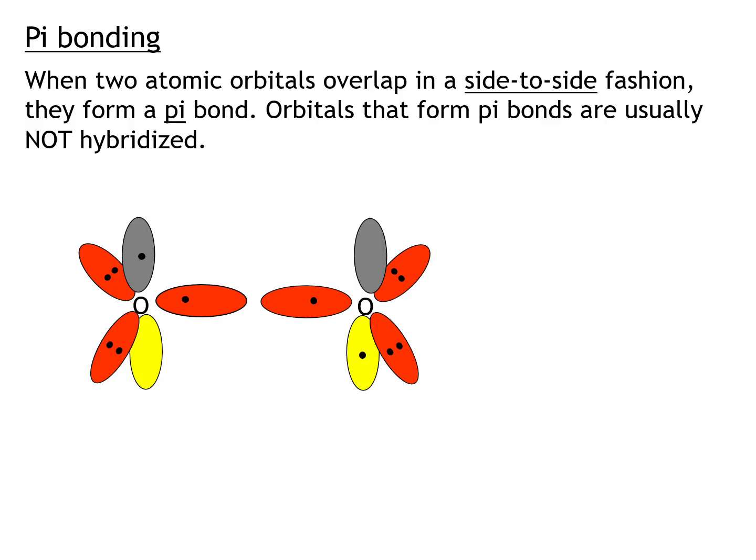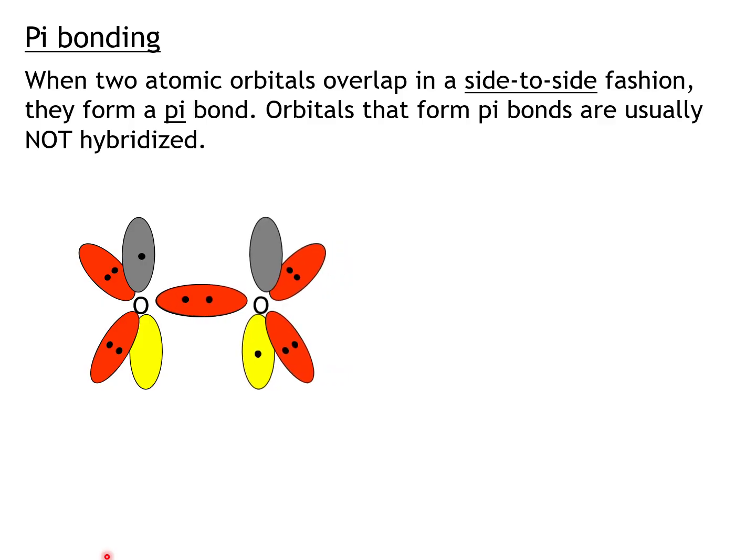All right, so pi bonding is when you have multiple bonds. The first bond we form is still going to be a sigma bond. So we're going to go ahead and let the ones in the middle, right here, overlap end on. And so there's our first sigma bond. Now we still have two unpaired electrons. We have one in this orbital that is in the plane of the screen, and we have another one over in this one.